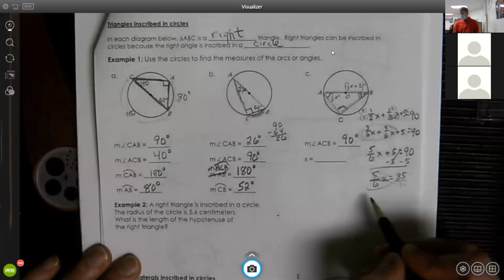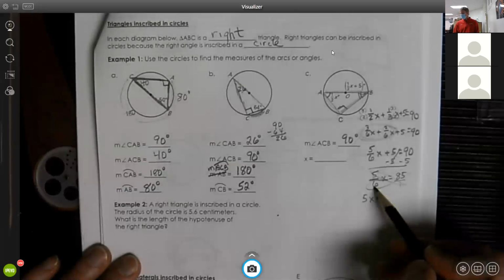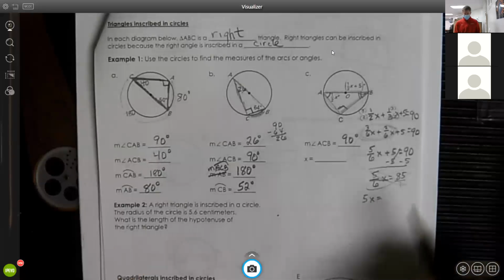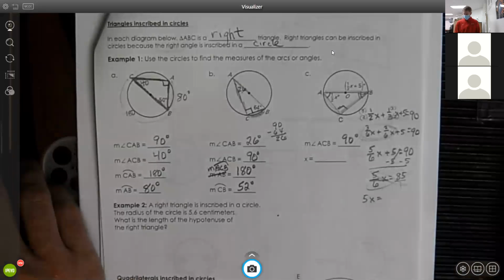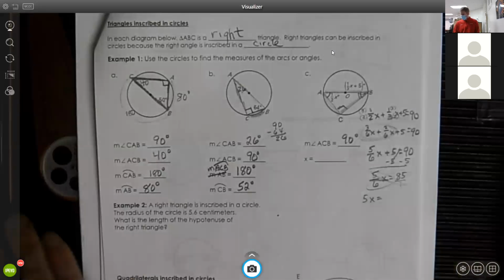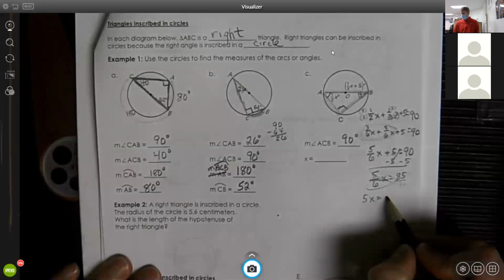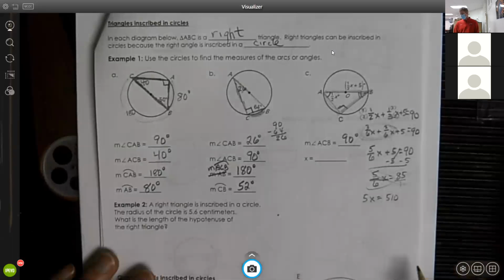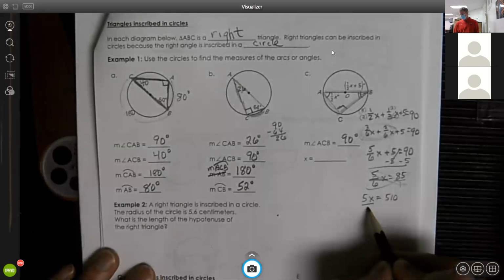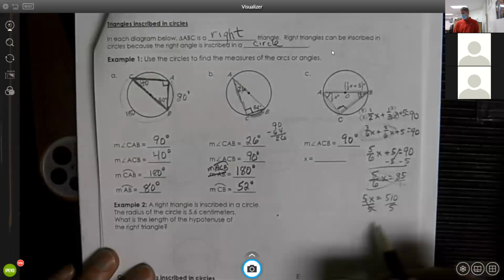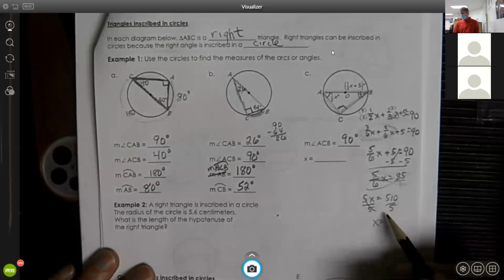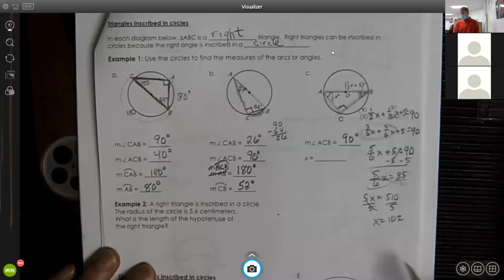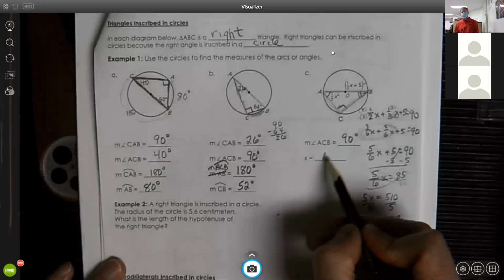That would be 5x, and we're going to multiply the other side by the denominator. So we take our 85 and we times it by 6. That gives us 510. Five goes into 5 once, 5 goes into 10 2 times. So x is going to be 102.